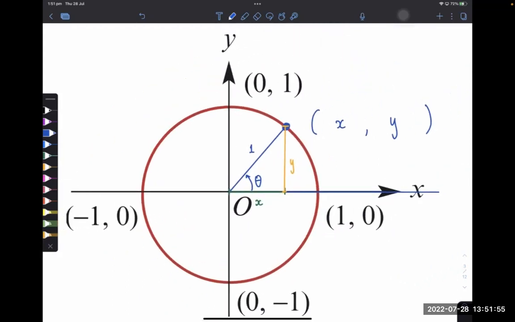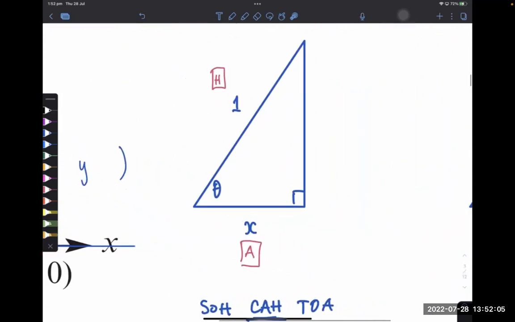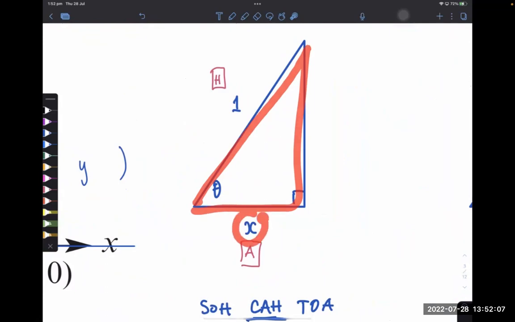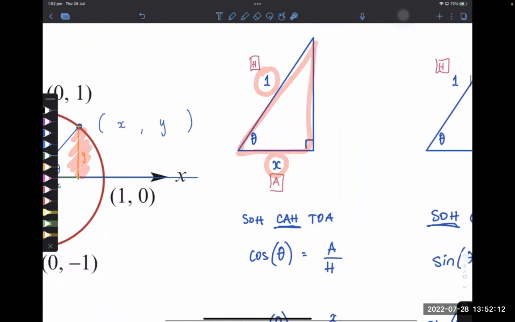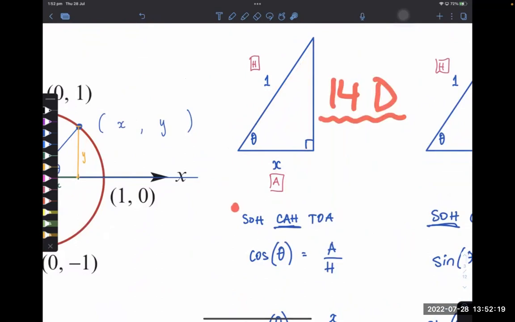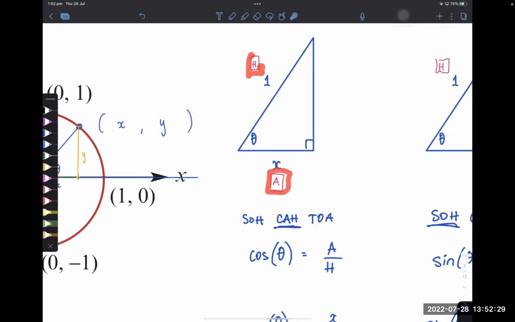So now let's say we filter out a few features on here. Let's say I want to find the X. I'm going to scribble this part out so that on our triangle we only have X and 1 labeled. You can start to see how this comes together if we have our adjacent. Now this is exercise 14D, right? When we covered the idea of SOHCAHTOA. This idea should have been covered back in year 10. So we have our adjacent and our hypotenuse.